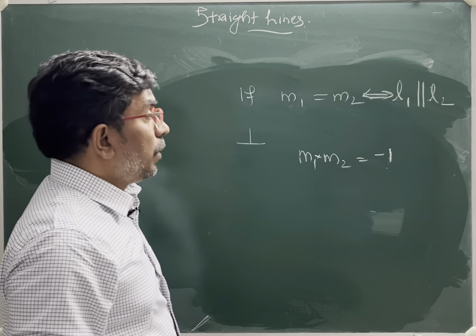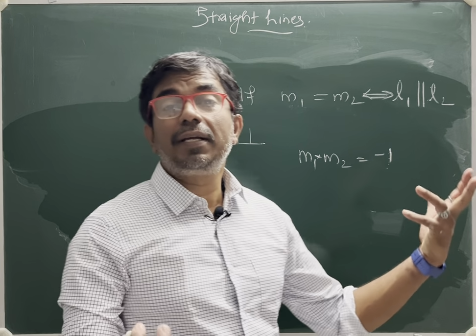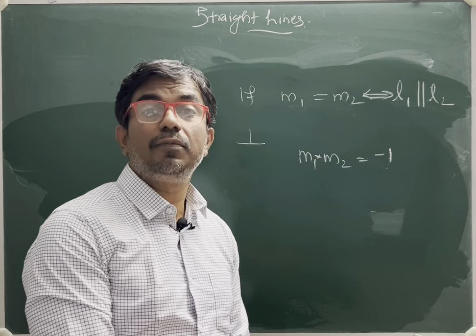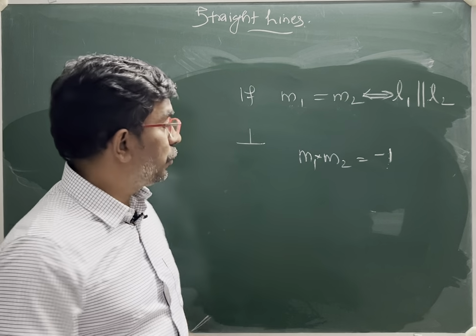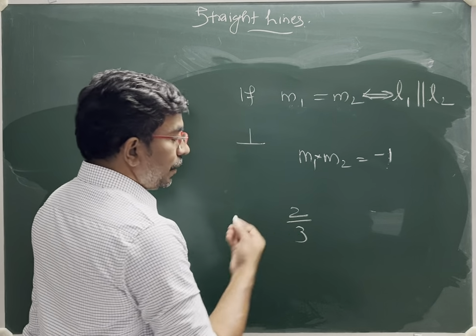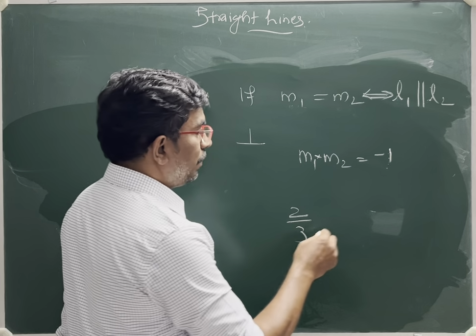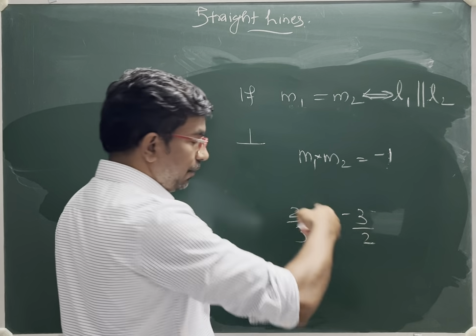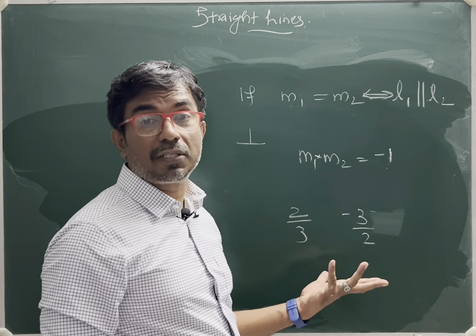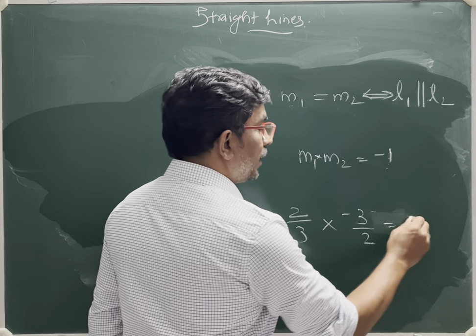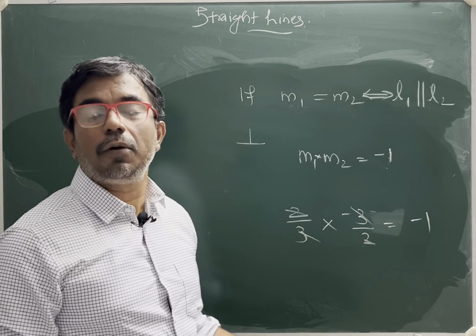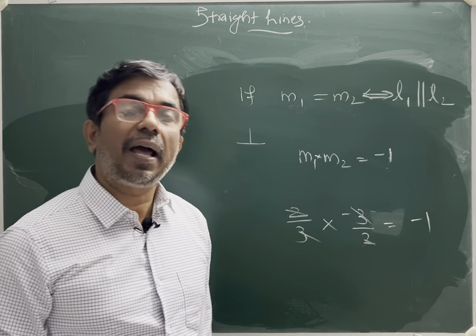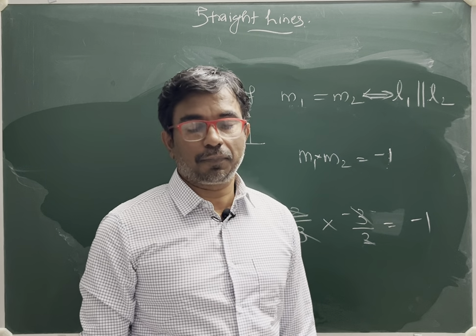For a parallel line, you can take the same slope as the other parallel line. And for perpendicular, if 2 by 3 is the slope of one line, the other line's slope will become minus 3 by 2. You just flip it and change the sign, so that when you multiply, you get negative 1. That's how you fix parallel lines and perpendicular lines.